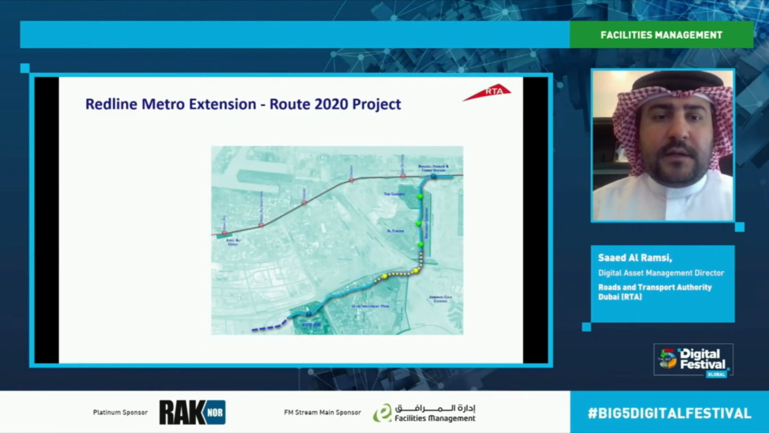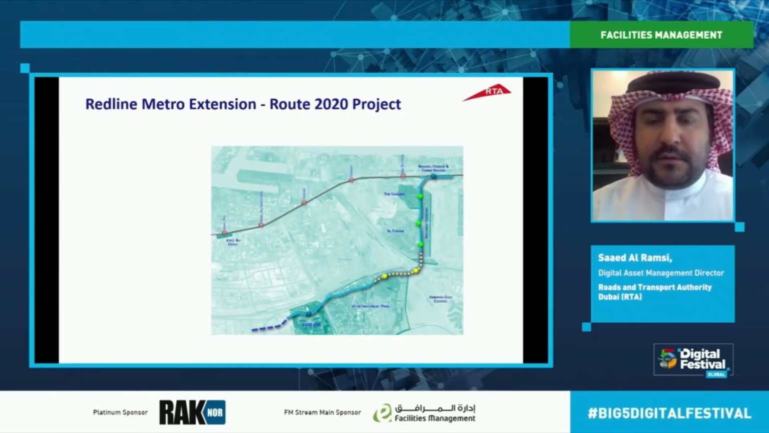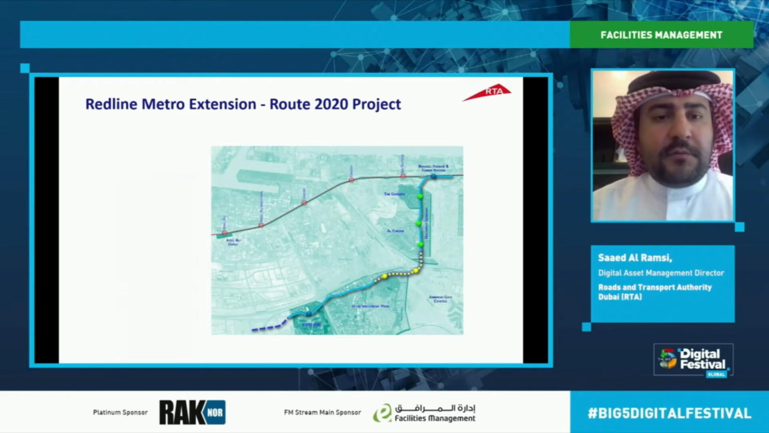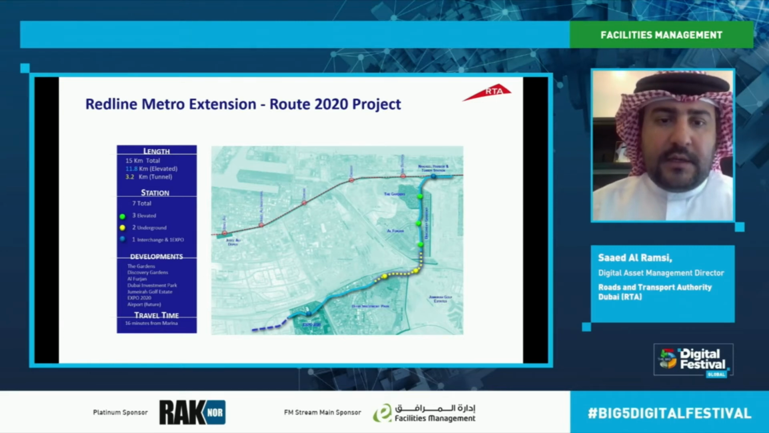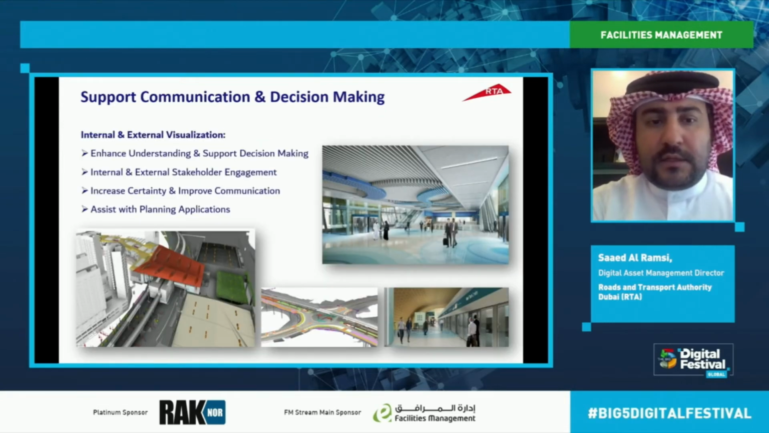Okay. The Red Line that we talked about, that we implemented BIM on. This Red Line metro extension Route 2020 is one of the big projects that we worked on. It's around 12 kilometers of elevated route and 3.2 kilometers of tunnels. So total is around 15 kilometers. It was a huge multi-billion project. After implementing BIM on it, we got good results.